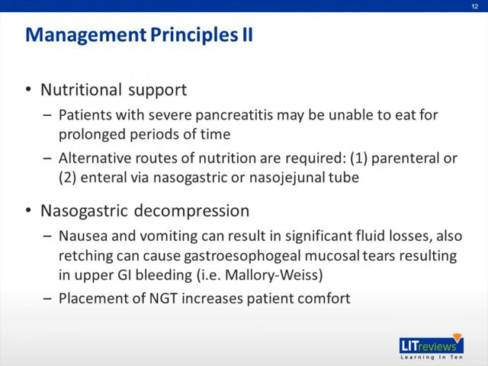Many patients with pancreatitis are unable to eat for prolonged periods of time, so alternative routes of nutrition, such as TPN or enteral nutrition via nasogastric or nasojejunal tube, are required. Furthermore, NG tube decompression may be needed due to pancreatitis-induced ileus.